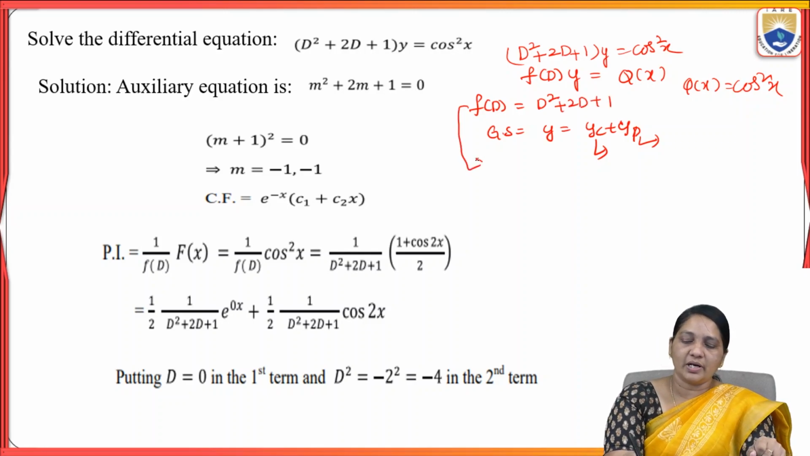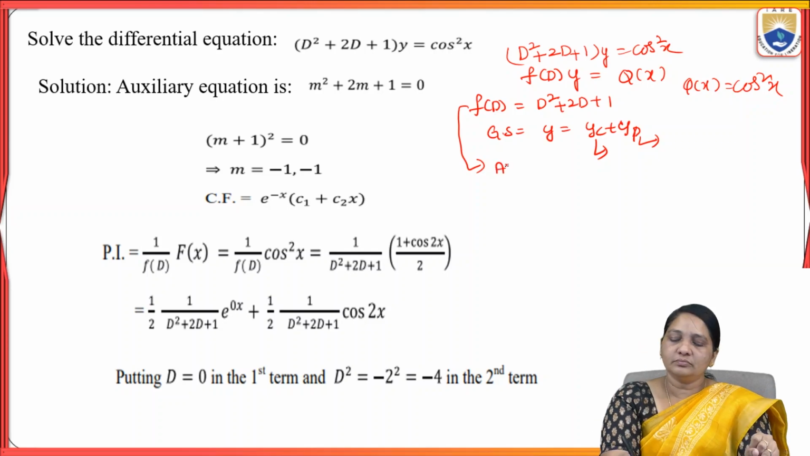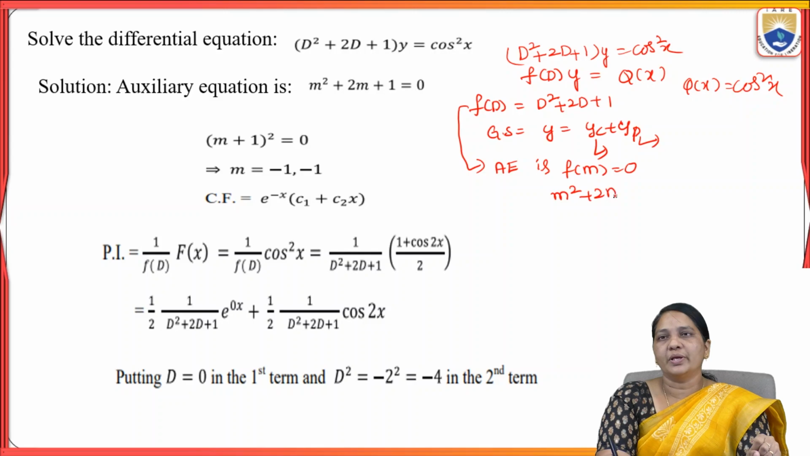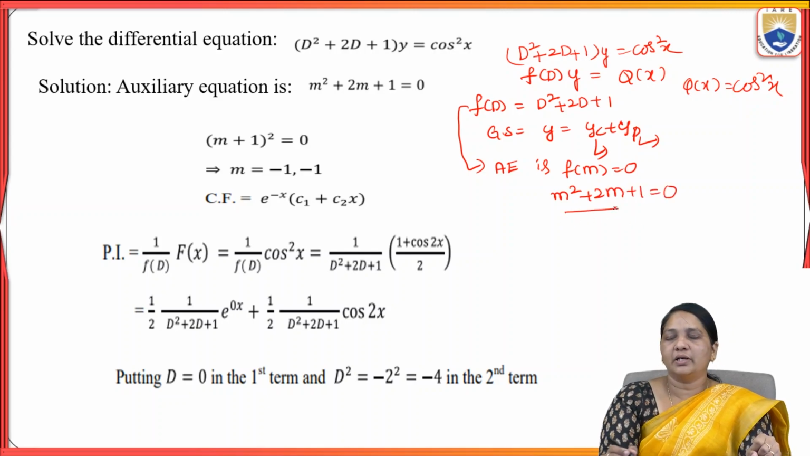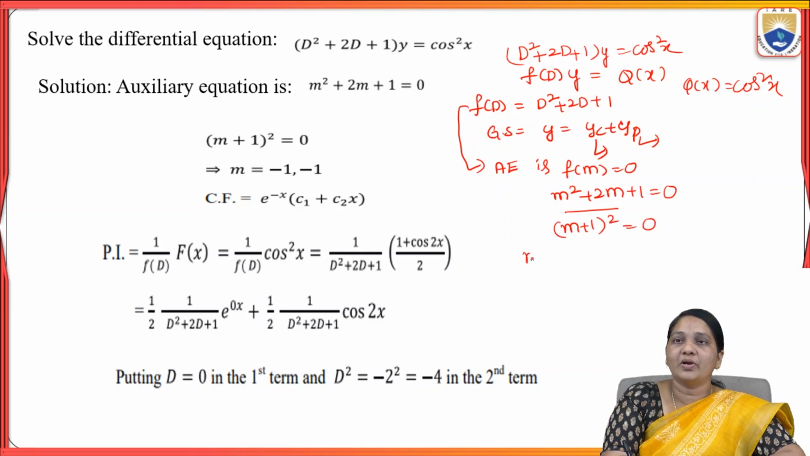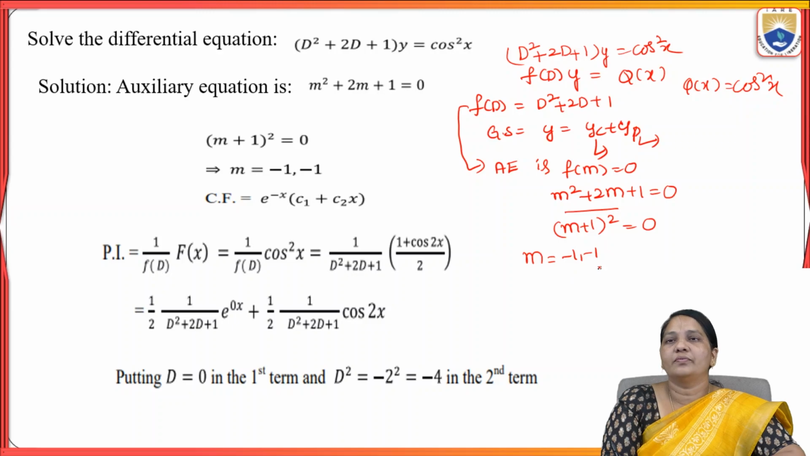From this we can write the auxiliary equation. The auxiliary equation is f of m equal to 0. What is the f of m value? m square plus 2m plus 1 equal to 0. Now I am calculating the factors here. From this equation, what can we write? (m plus 1) whole square equal to 0. So what are the m values? The m values are minus 1, minus 1. So here we are getting equal roots.